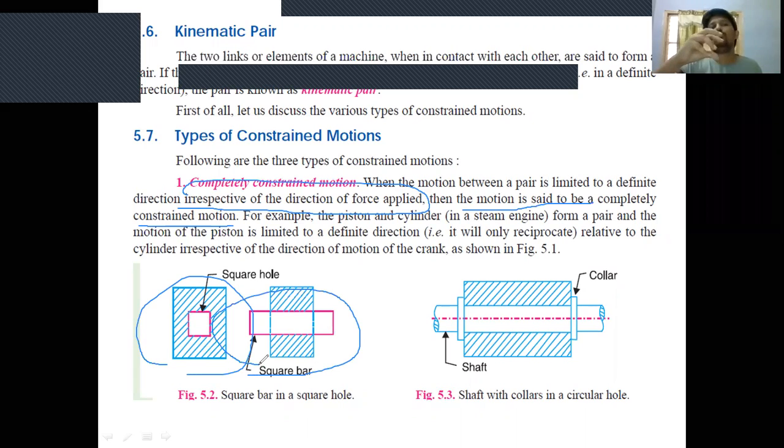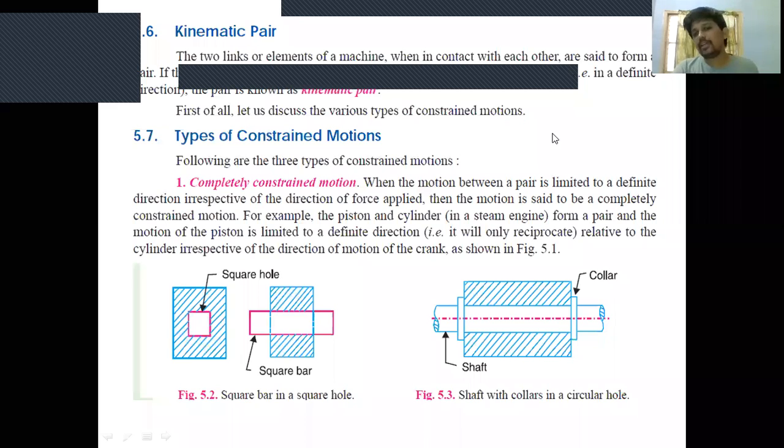Irrespective of the direction of forces you are applying, the body or the motion is completely constrained to one direction, or a specified direction, or a definite direction. They are known as completely constrained motion. Usually reciprocating motions come under this completely constrained motion, right?